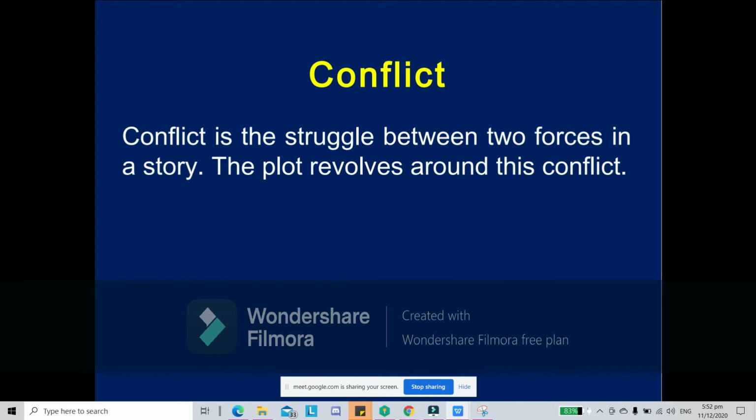And then the internal conflict is between the character's mind, attitudes, or beliefs. As mentioned earlier, movies like A Beautiful Mind, about a person with schizophrenia, with multiple personalities. Those are examples.